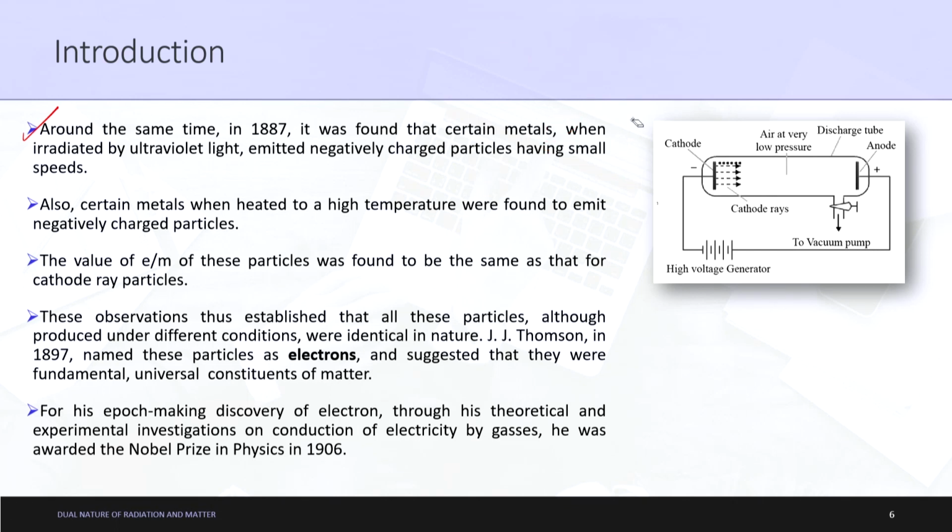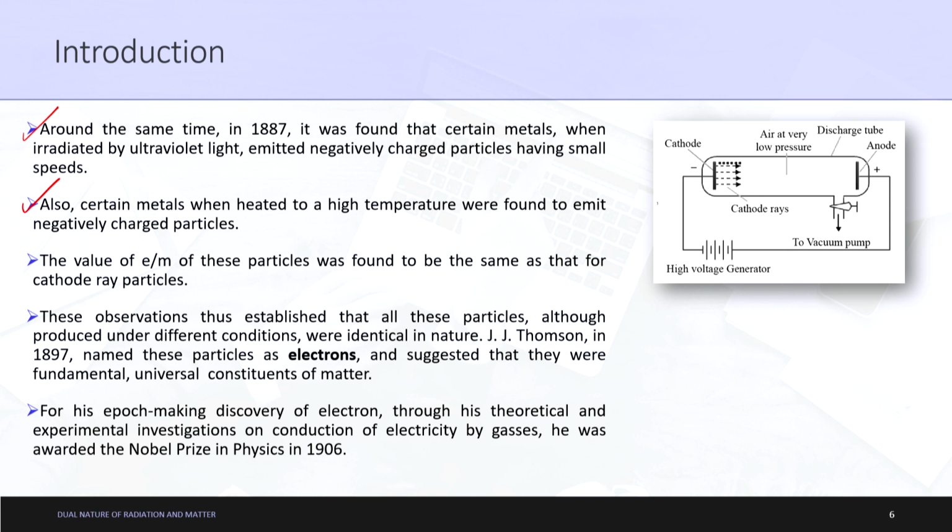Okay, so around the same time, it was found that certain metals, when irradiated by ultraviolet light, emitted negatively charged particles having small speeds. What these speeds were we will get to know in a subsequent slide, but for now please just understand the concept that when you are irradiating it, electrons are coming out of it. Also, certain metals when heated to a high temperature were found to emit negatively charged particles. Okay. So, even when the metals were heated, they also emitted negatively charged particles, meaning some process was happening in that metal due to which the electrons get emitted from the surface of the metals. What is actually happening we will get to know in the photoelectric effect and so on.